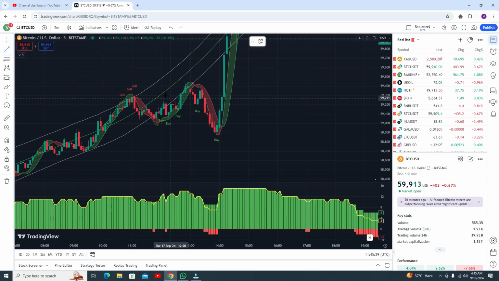So first we need to see where we take profit. Your take profit is when the candle touches the upper band line. So this is your take profit, and this is the candle where we take entry.